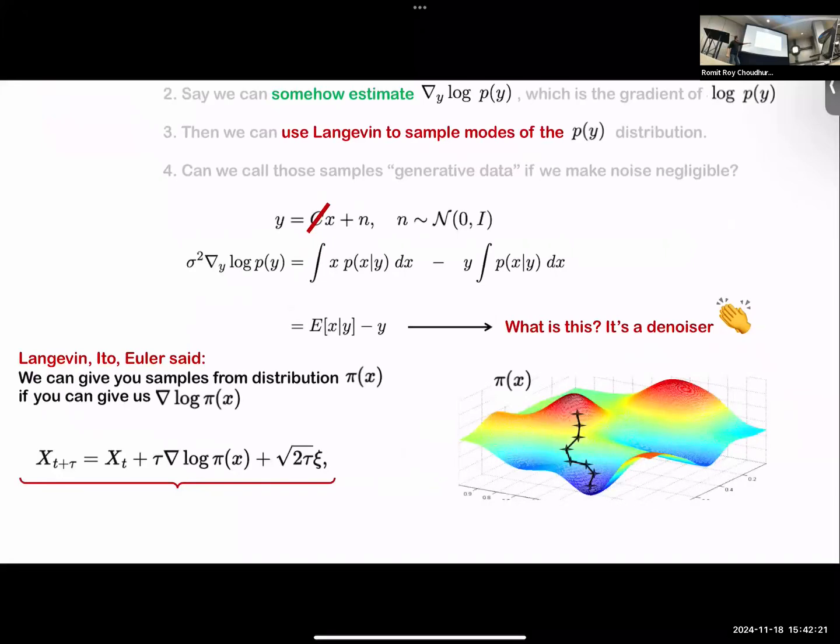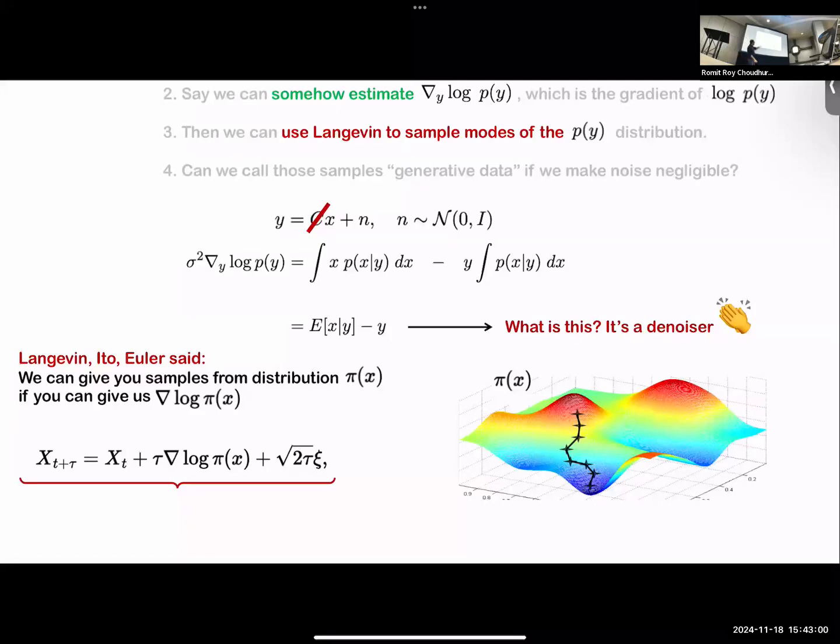And Langevin, Ito, Euler, they said this is the equation if you want to get samples from a distribution pi x. Remember, this is basically doing gradient descent on log of pi x. And this is a noise term, which is saying once you climb to the top of the mountain, don't just take that sample. Why not? You want samples, right? You don't want the peaks of the mountains. You want samples around the peaks. Right? This noise term will give you that.